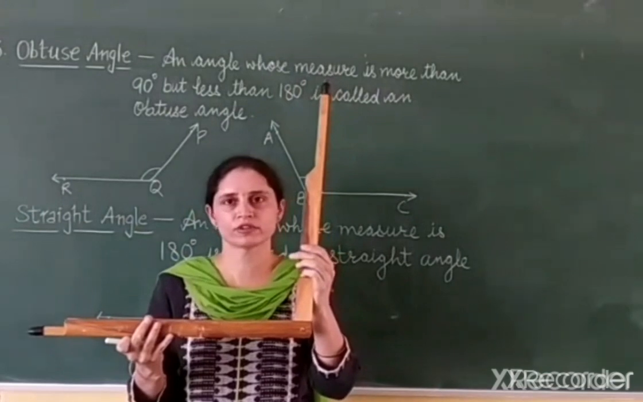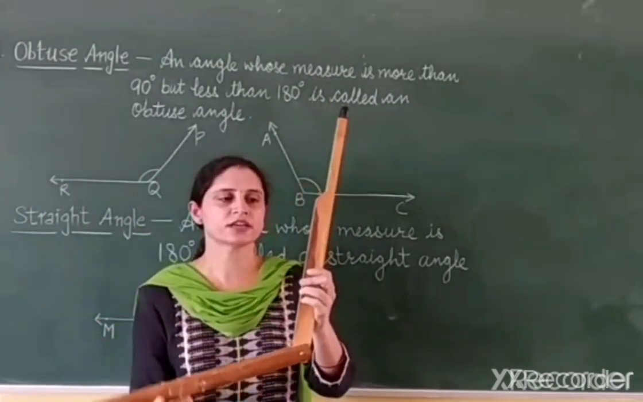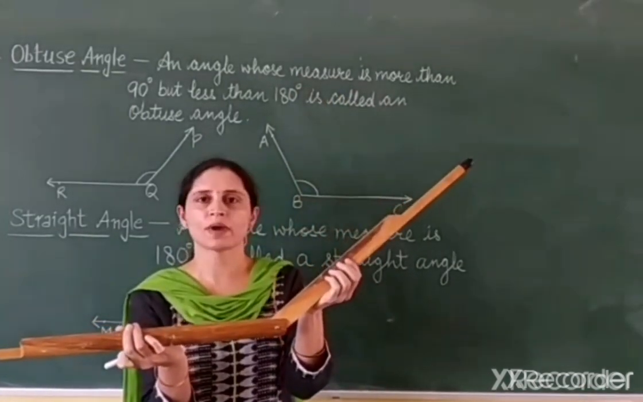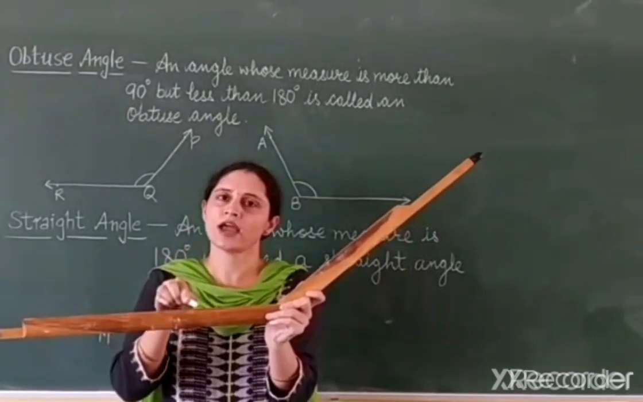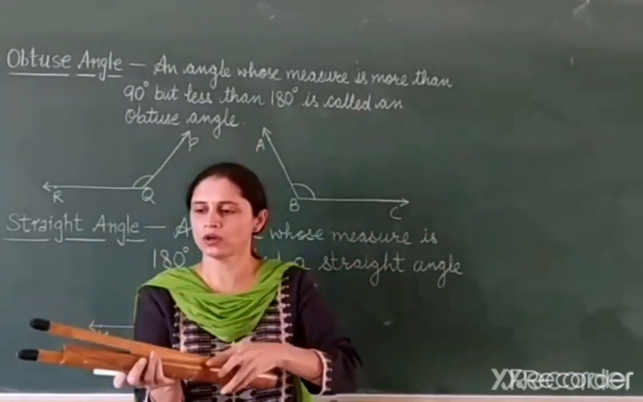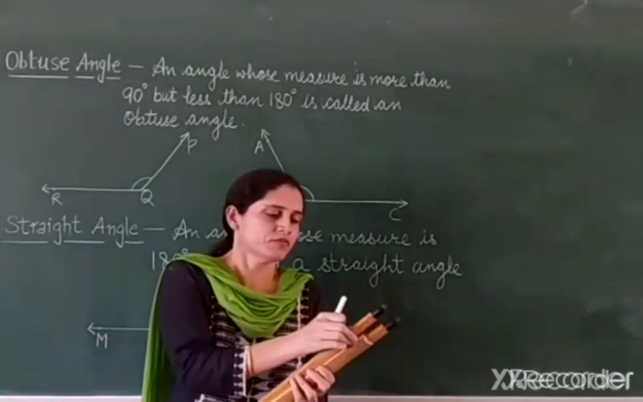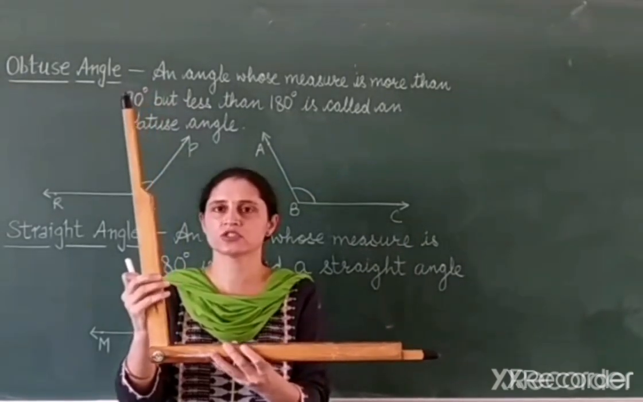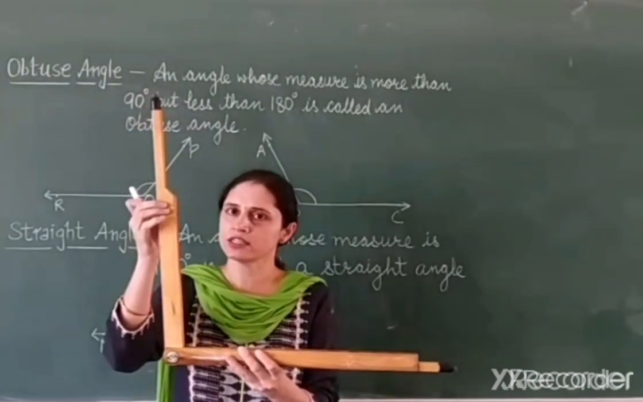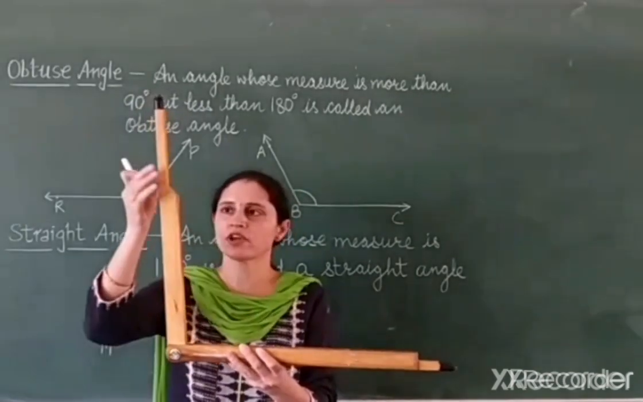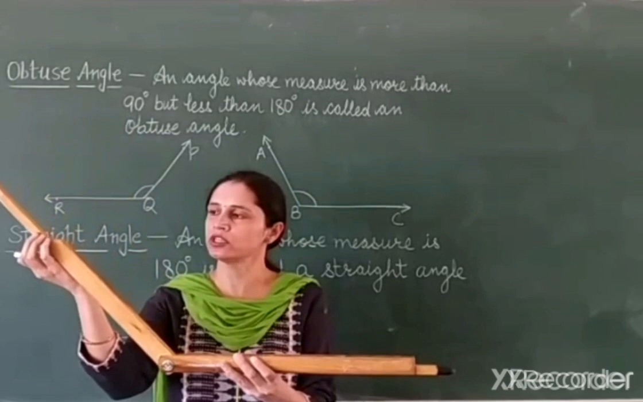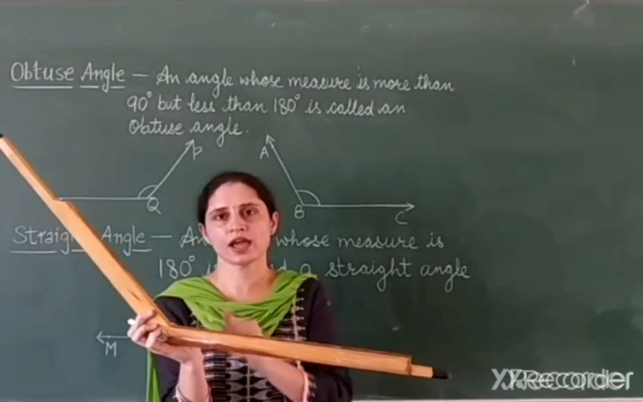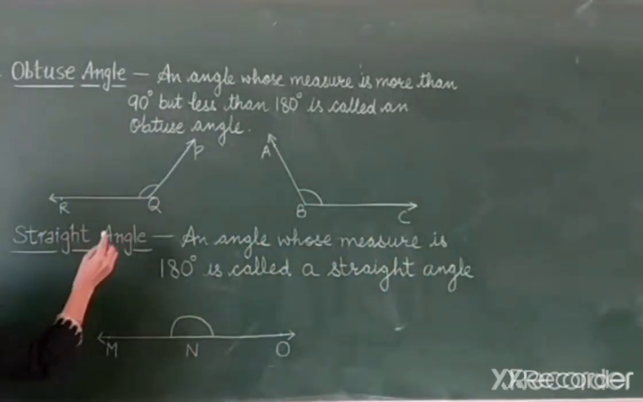It is an angle of 90 degree. When this ray moves away from this ray, it forms an obtuse angle. Is it clear? If these two sides are standing like this, they form an angle of 90 degree. When this ray or side moves away from this side, these two sides form an obtuse angle. Now look at the board.